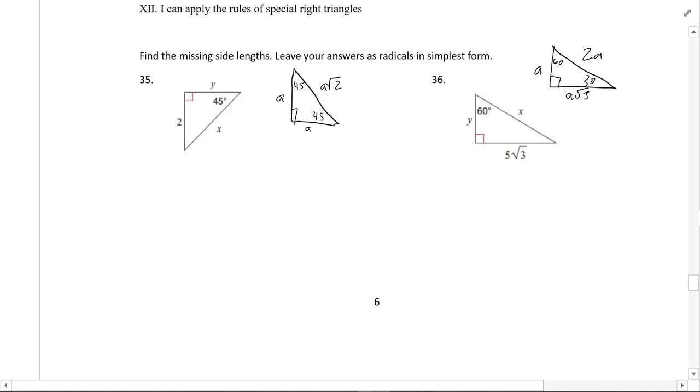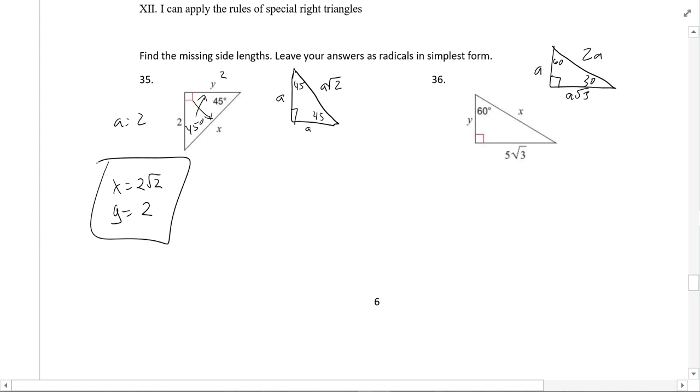All right, so let's go ahead and apply those rules. So we're solving for both x and y. In this case, opposite of 45 here is y, and opposite of 90 here is x. So I already know in a 45, 45, 90 that if this side is 2, that means this side is 2. And opposite of 90 is A rad 2. So x is going to be equal to A rad 2, which in this case is 2 rad 2. So if you want, you can write A equals 2 over here. And y is going to equal 2.